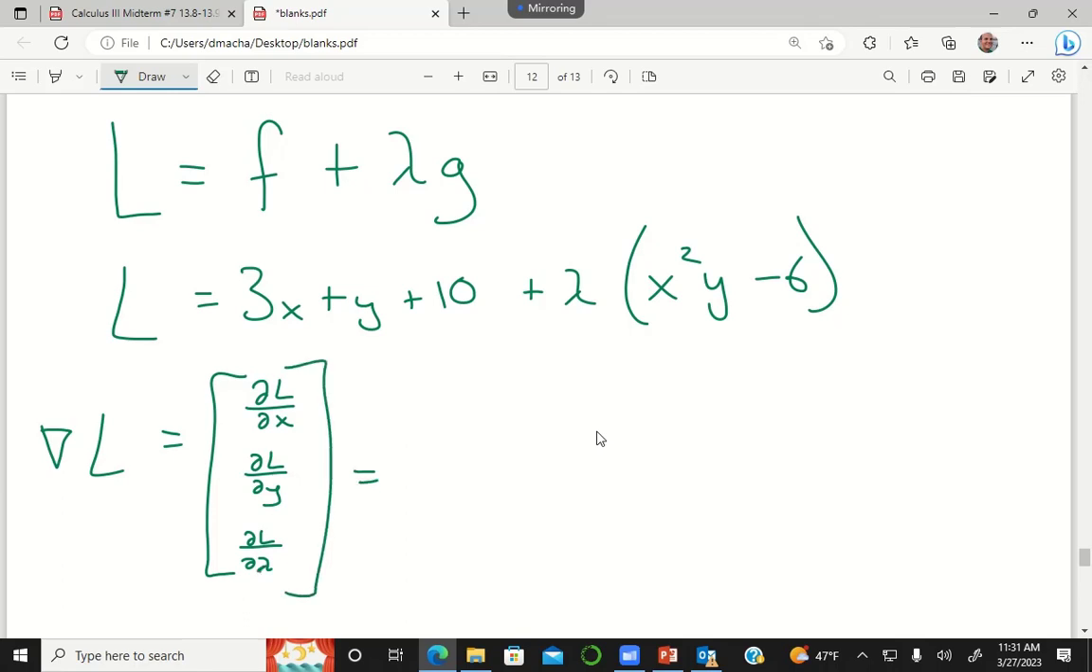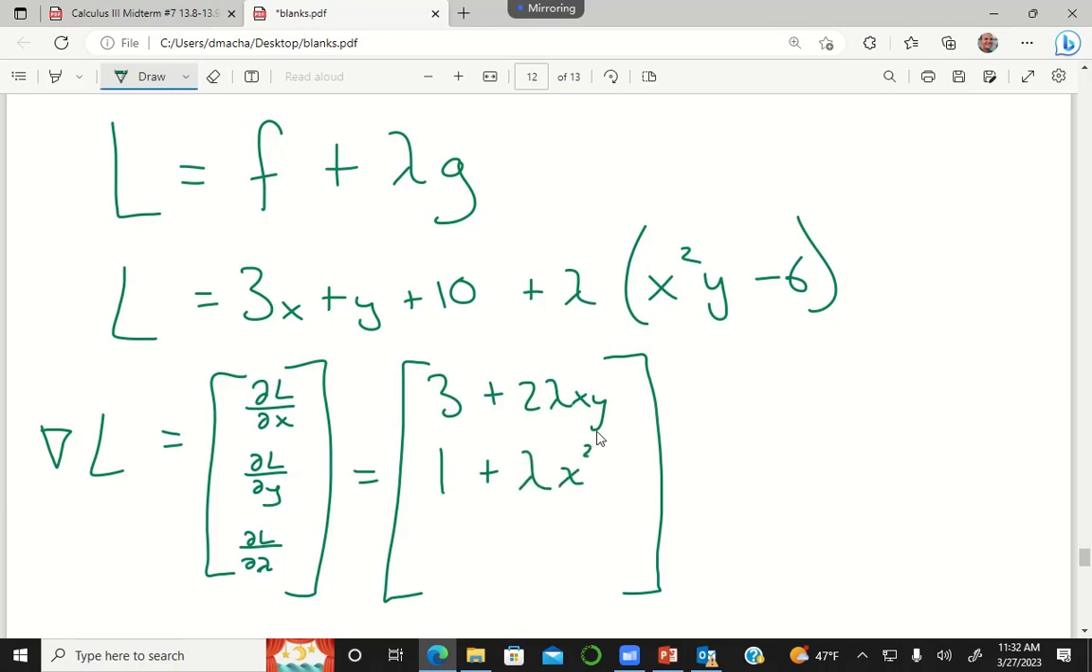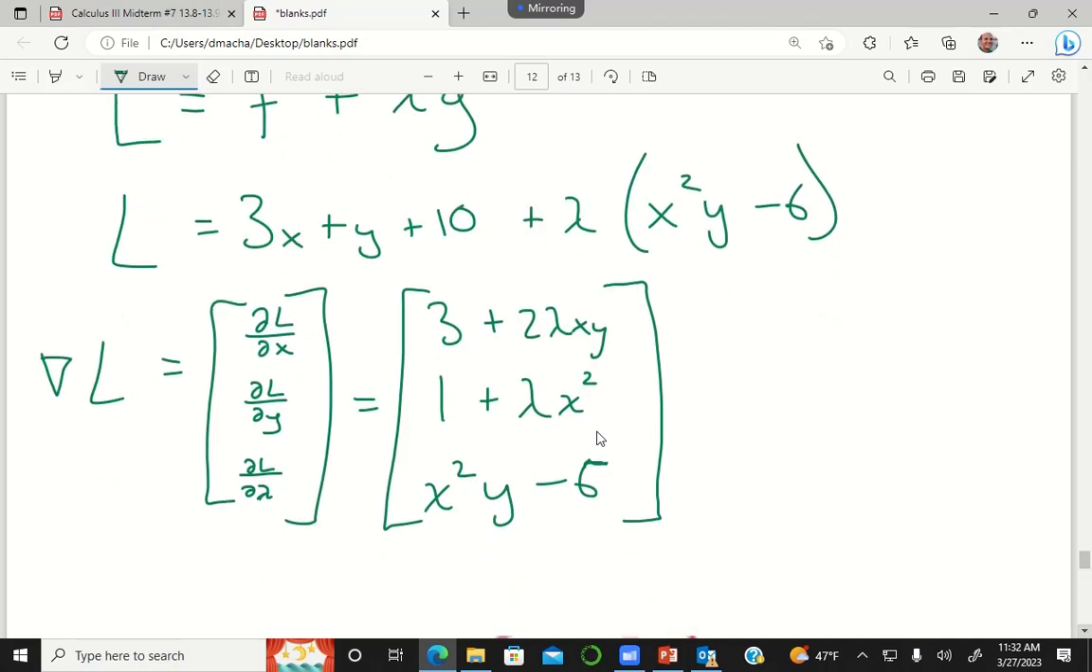The first entry is the partial with respect to x, so that would be 3 plus 2 lambda xy. Let me know if I make any mistakes in my derivating. And then lambda is just the g part. It's lambda times g, so that's an easy partial to take.